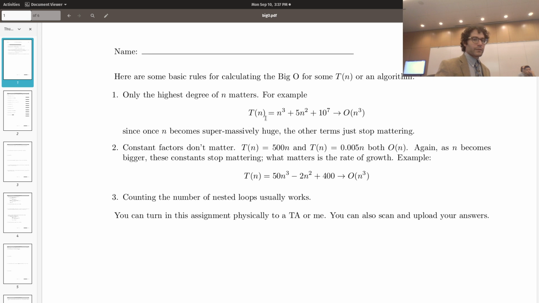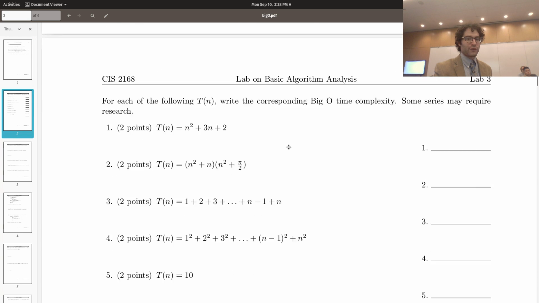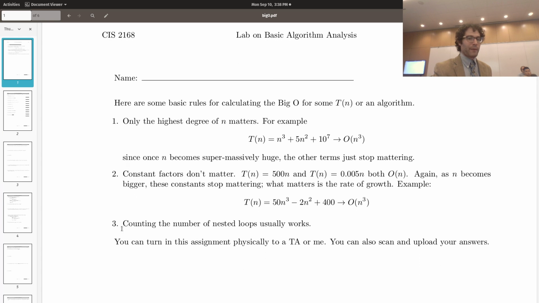So here, basically, I put on this front sheet as a reference to you some rules for computing big O notation. These first 2 rules I give, about only the highest degree mattering and ignoring all factors, they matter for this first page. And then this one matters for the analysis of your algorithms, this 3rd rule.